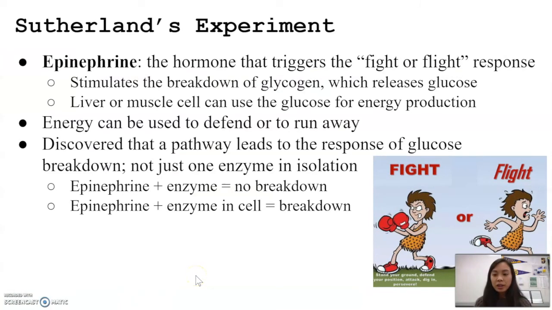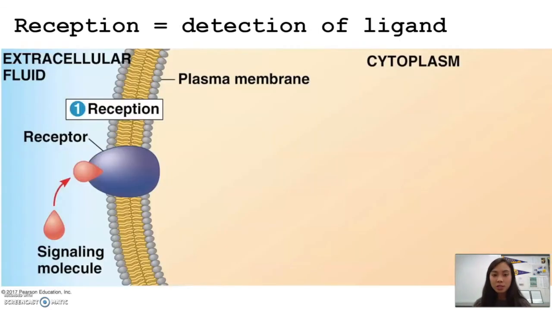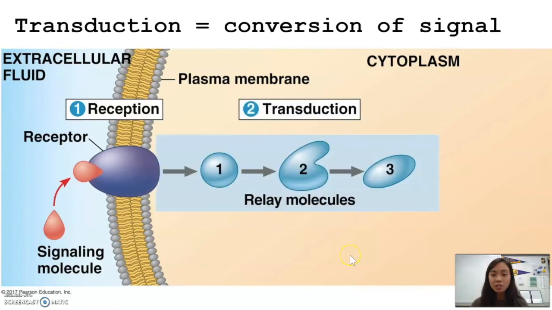Now let's talk a little bit more about what happens in this signal transduction pathway. There are 3 main steps, starting with reception. This is just the detection of the ligand. As you can see here, the signaling molecule is binding to a receptor. They are specific in shape, and so only one ligand will bind to one receptor, which can lead to a very specific response. After reception occurs, we have transduction, and that's a conversion of the signal.